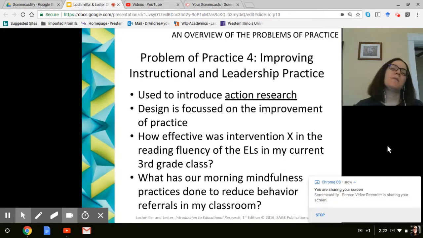And the last problem of practice has to do with improving instructional and leadership practice immediately. So the authors of this book interpret action research as being something taken to directly improve the specific initiative going on in the classroom, the school, or the district. So the focus is designed on very discrete improvement of practice.